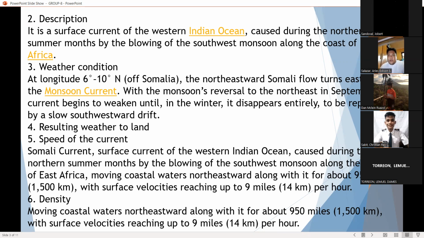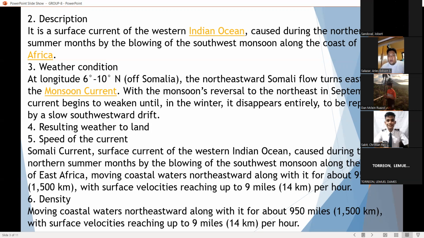And the speed of the Somali Current, a surface current of the Western Indian Ocean, caused during the northern summer months by the blowing of the southwest monsoon along the coast of East Africa, moving coastal waters northeastward along with it for about 950 miles, 1,500 kilometers, with surface velocity reaching up to 9 miles, 14 kilometers per hour.